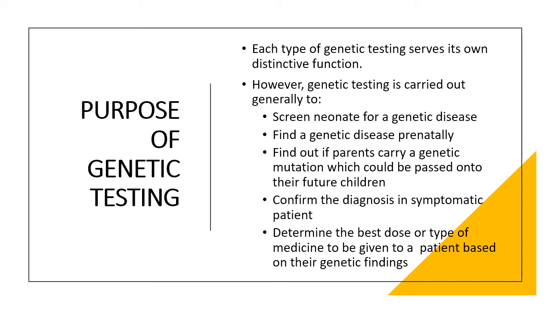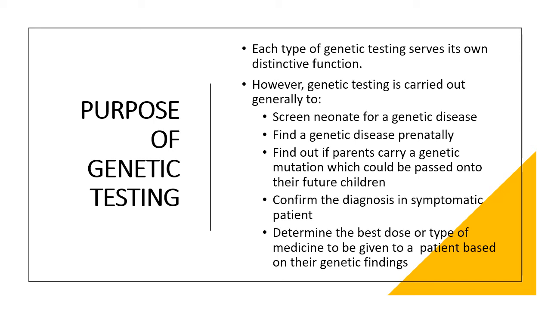a mutated allele. Some examples of diseases in which this method is applied are beta thalassemia, cystic fibrosis, and Tay-Sachs disease. Early detection allows for proper planning for future therapies such as blood transfusion or gene therapy. The next one, find out if parents carry a genetic mutation which could be passed on to their future children. This is so significant for partners to make their proper reproductive decisions.